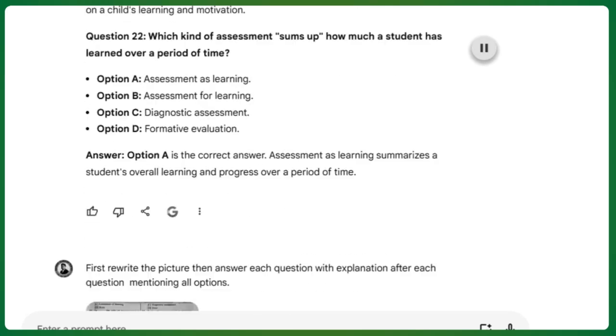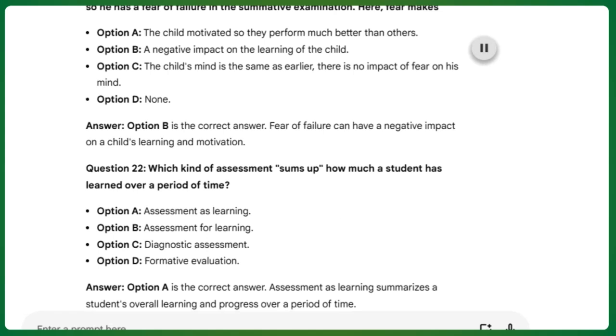Question 22. Which kind of assessment sums up how much a student has learned over a period of time? Option A. Assessment as learning. Option B. Assessment for learning. Option C. Diagnostic assessment. Option D. Formative evaluation. Answer. Option A is the correct answer. Assessment as learning summarizes a student's overall learning and progress over a period of time.